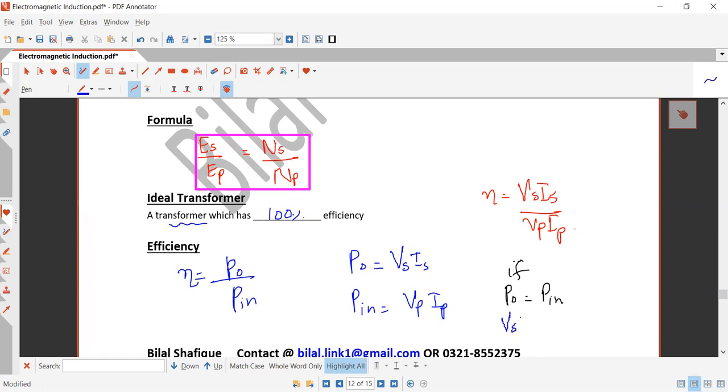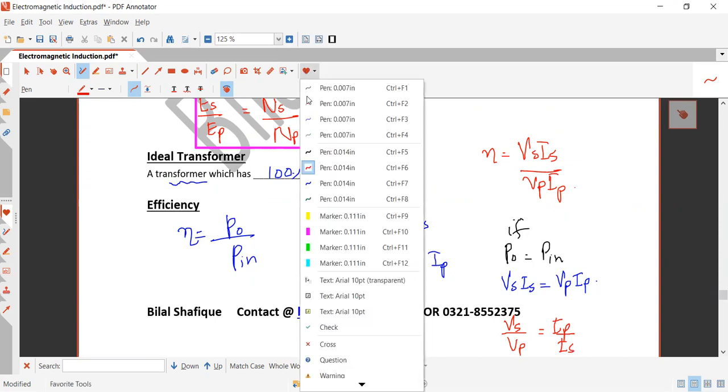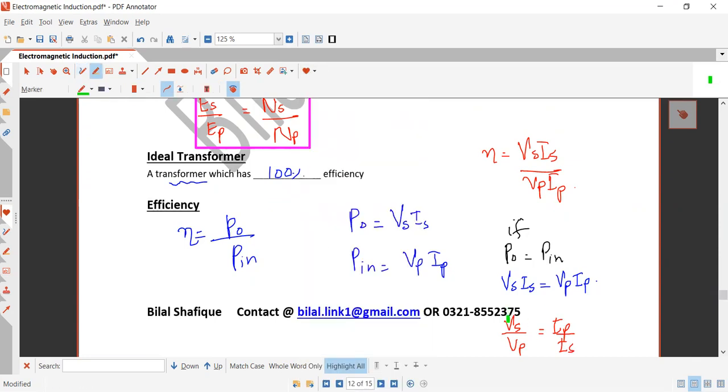Like VSIS becomes equal to VPIP. Right, students? Then we're going to take the ratio of this. So it will be Vs over Vp is equal to Ip over Is. And what does it show us? It shows that the voltages are inversely proportional to the currents, right?